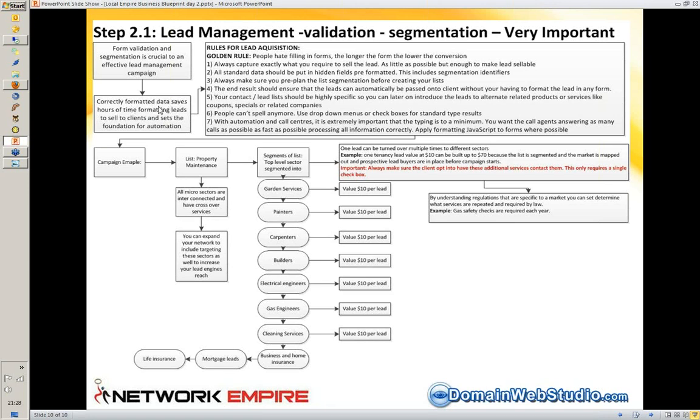Because if it's not formatted, it saves you hours of having to format it. And remember, we want to build an automated system. Now, some of you might be thinking, oh no, I don't want to do this. I can really promise you it's not hard. And if it is hard for you, get someone on Fiverr to do it for you.